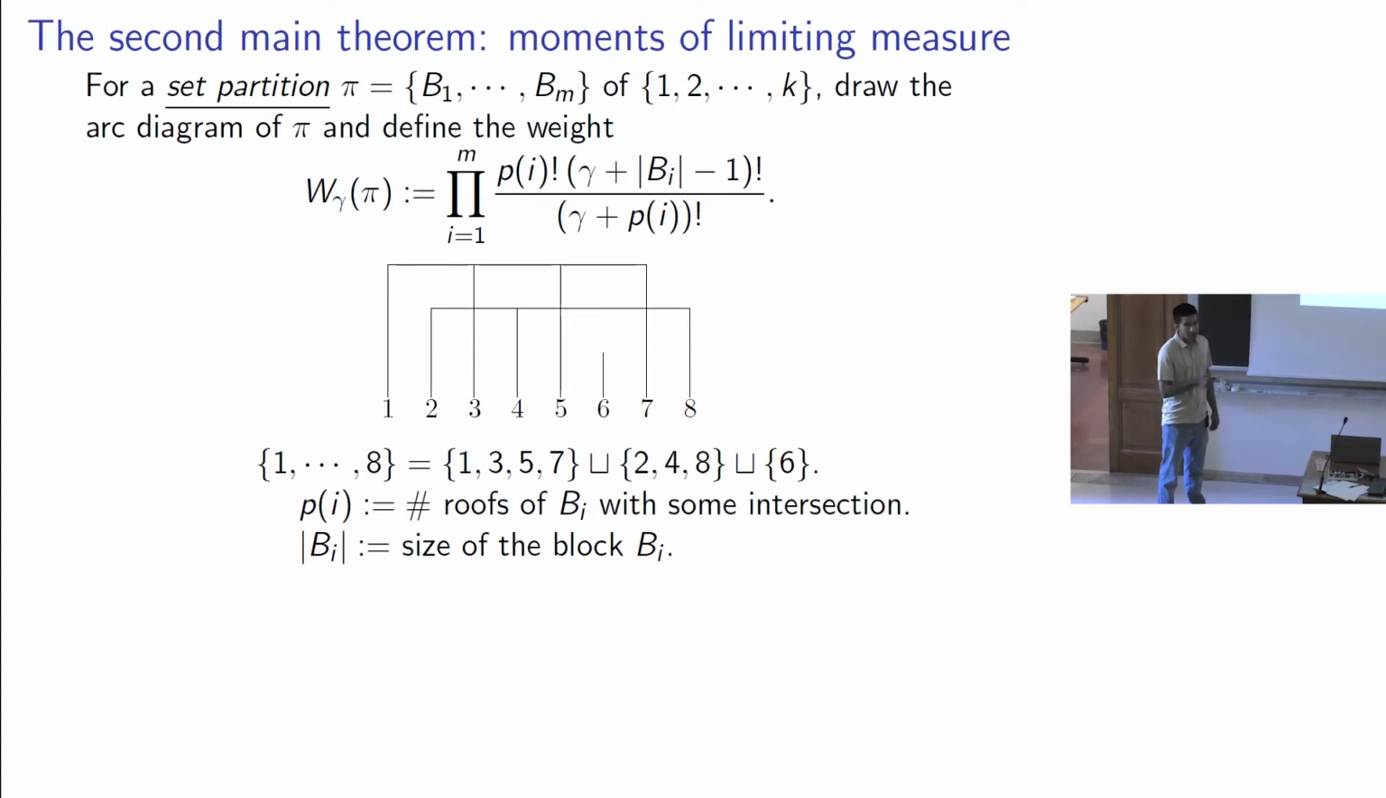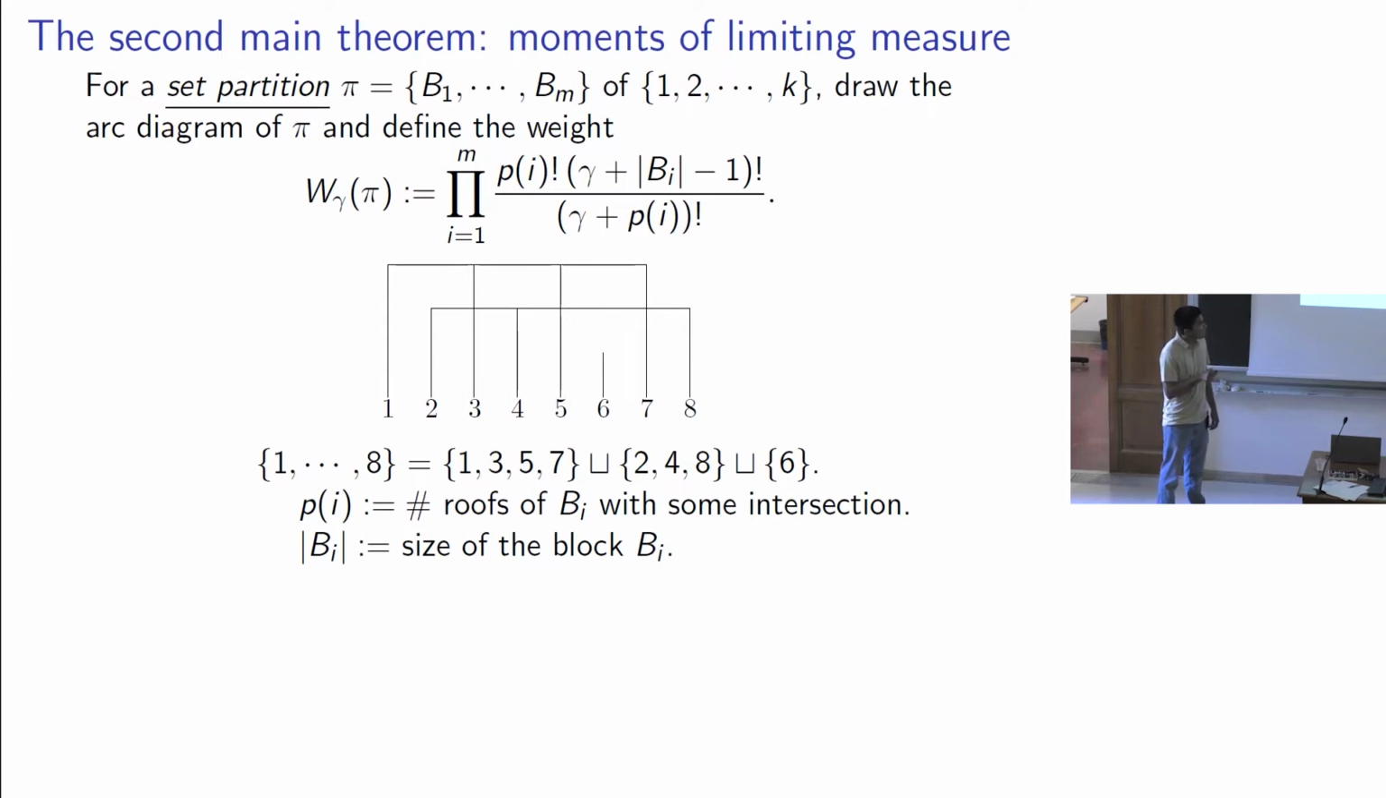So the way to do that is to draw the arc diagram again, right? So it's essentially the same procedure as before. I order the blocks according to the smallest element that they have. So for example, this block has element 1, so that will be B1. The next block will be 2, 4, 8 because the smallest element is 2, right? And the next block will be 6, right? Already it has the next smallest element. So then I draw the arc diagram.